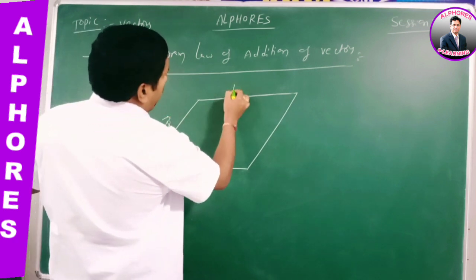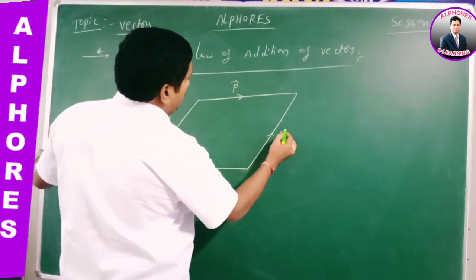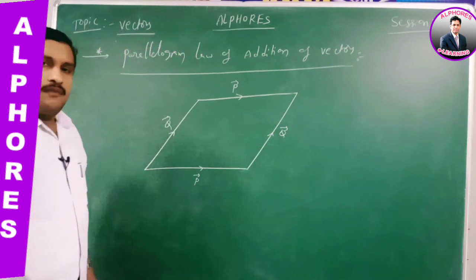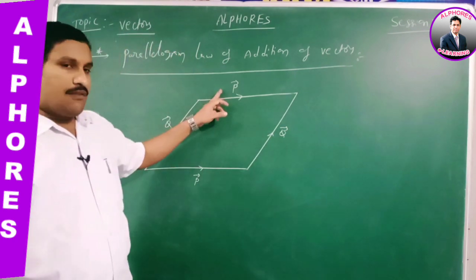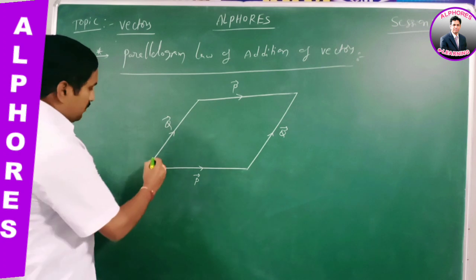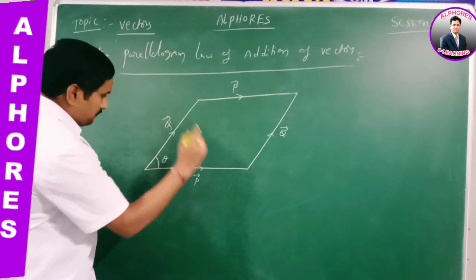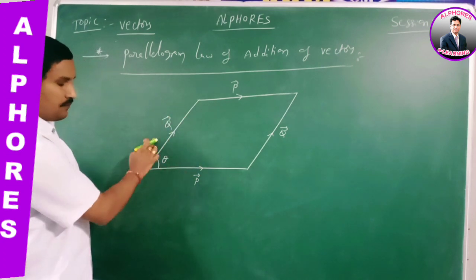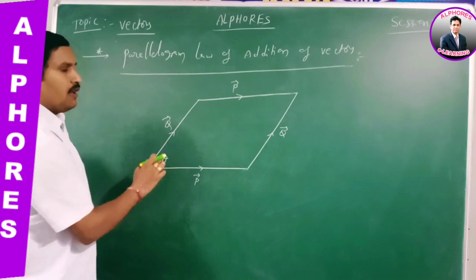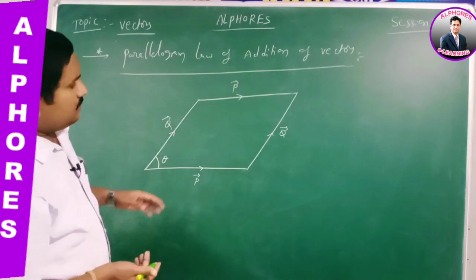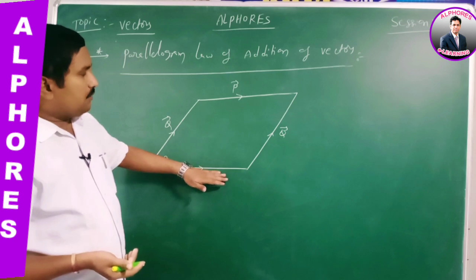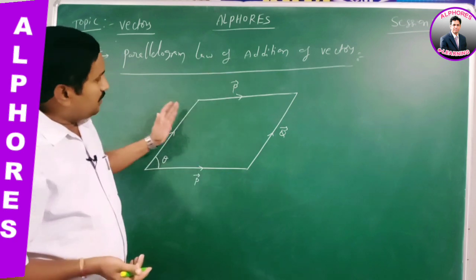As per the property of parallelogram, opposite sides are equal. That means in a parallelogram, opposite sides are equal. Initially I am taking these two vectors which are inclined by an angle, let us say theta. In order to add the two vectors, I have to do parallel shifting of this P bar like this. This Q bar is shifted like this.